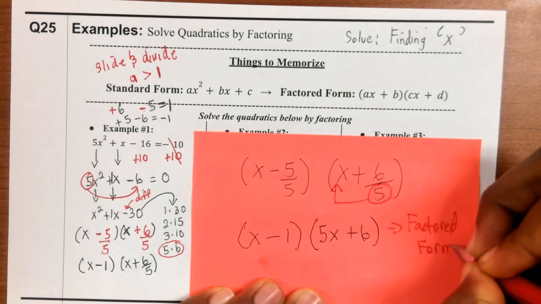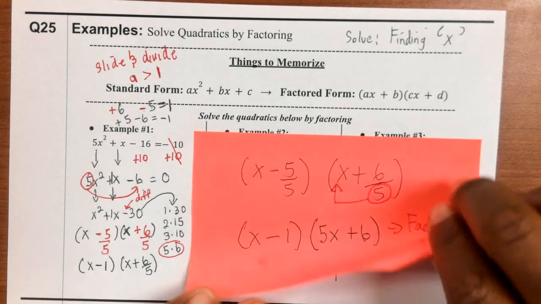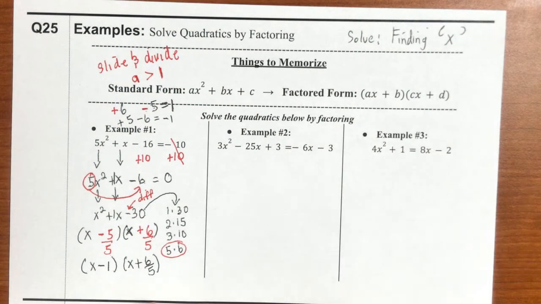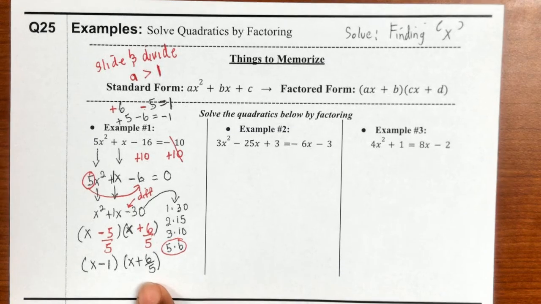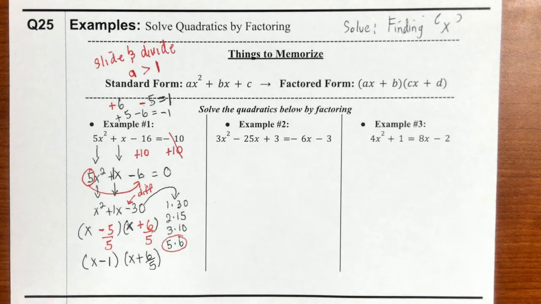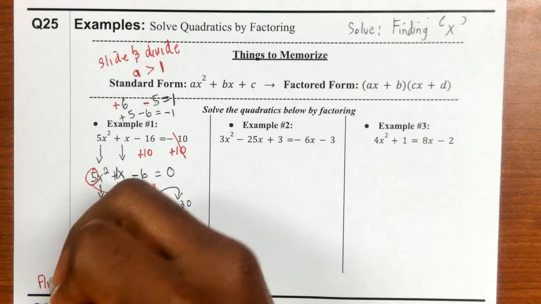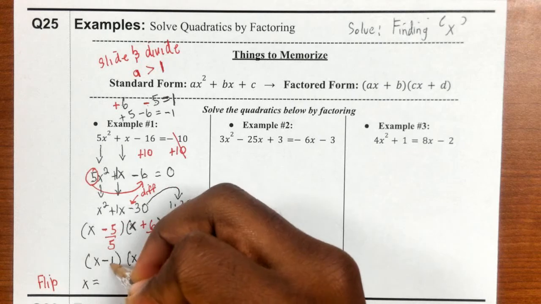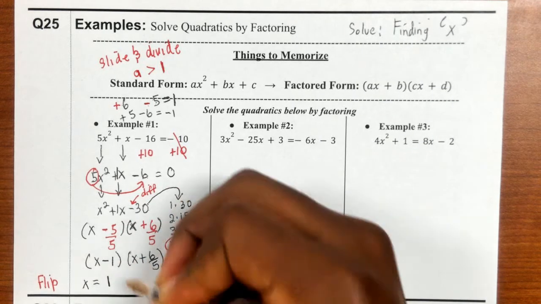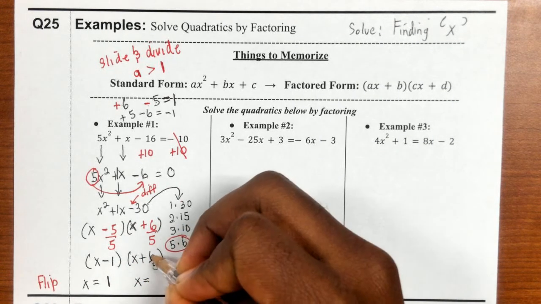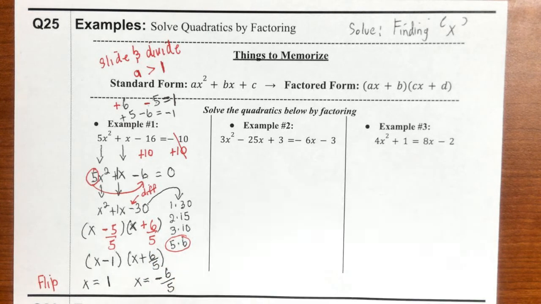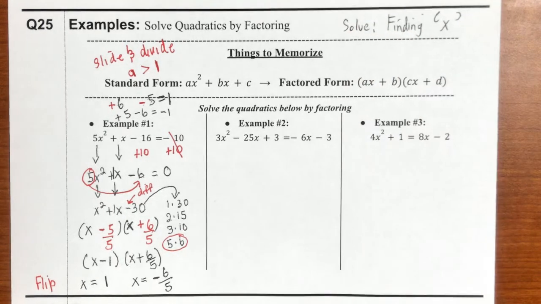But because the question is not asking you for factored form, it's asking you to solve, and solve means that you're finding x, you're not going to do that. You're just going to leave it the same. So now we're going to flip the signs. Your x is going to be equal to the flip of a -1, which is a +1, and your x is going to be equal to the flip of 6/5, which is -6/5. And those are your two values of x that we solved for.